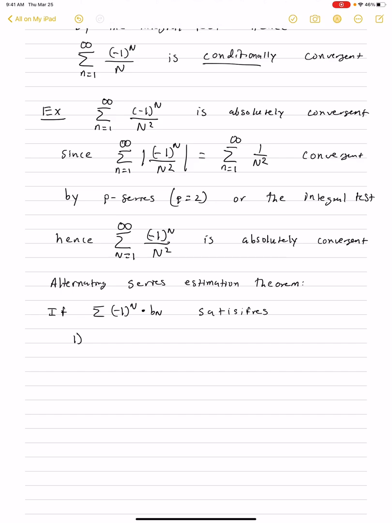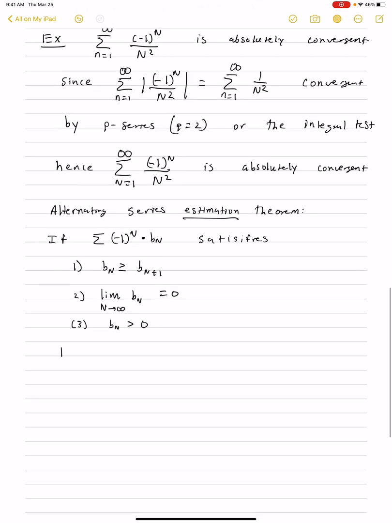one, that it's decreasing, so just the premise of the alternating series test, but this one's on estimation, and also that the limit as n goes to infinity of b sub n is 0, and this one isn't really listed in the book, but the terms of b sub n are positive. The only negative part is that minus 1 to the n.